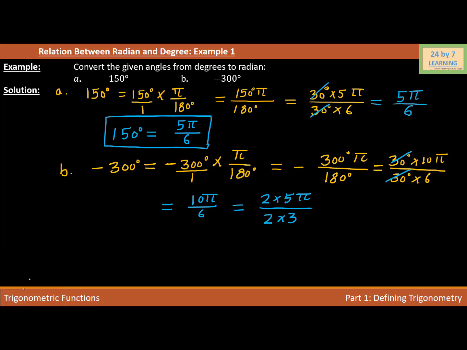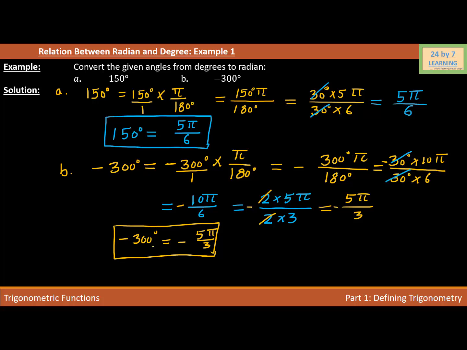As you can see, I have a common factor of 2, so I'm going to cancel 2 from numerator and denominator. The only thing left at the numerator is 5 pi, and the denominator has only 3 left, so I will write 5 pi over 3. And as you can see, I have the angle as negative 300, so I need to continue this negative all the way across. I'm going to write negative here, here, and here. So basically, my angle negative 300 degree is equal to negative 5 pi over 3. And this is how I will convert the degree into radian.